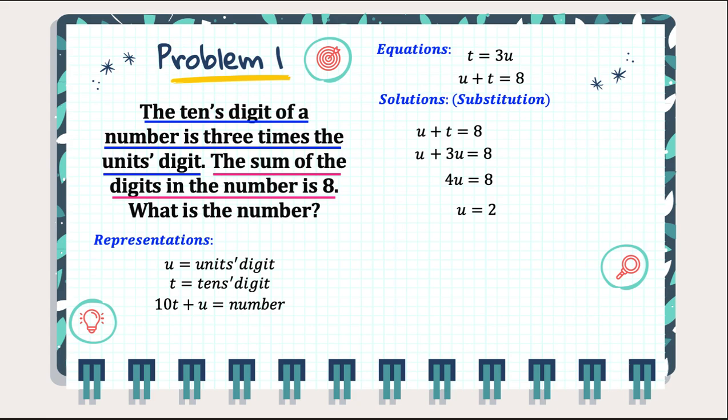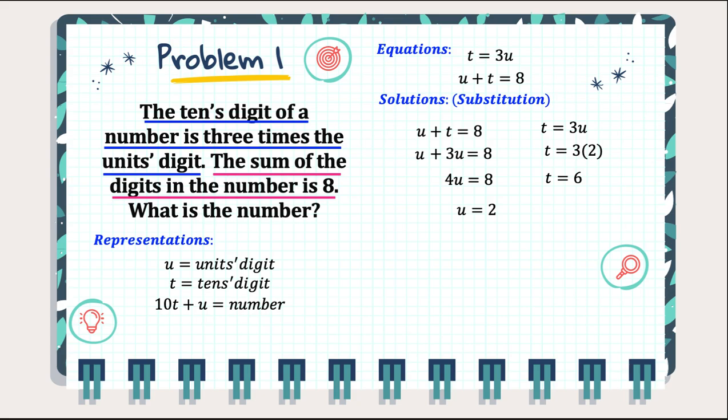So the units digit of the number is 2. We have to solve now for t. We can use any of the equations. I will be using the first equation here, which is t is equal to 3u. And then just substitute the value of u, which is 2. So t is equal to 3 times 2. So 3 times 2, the answer will be 6.